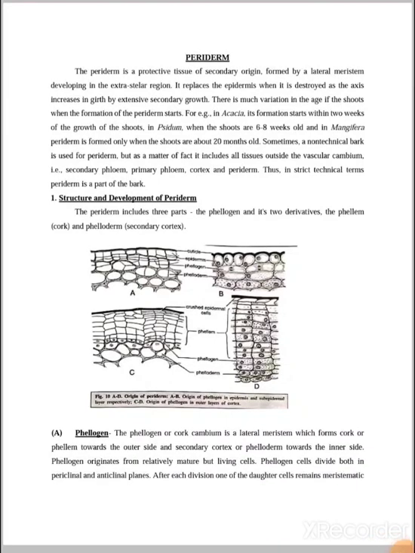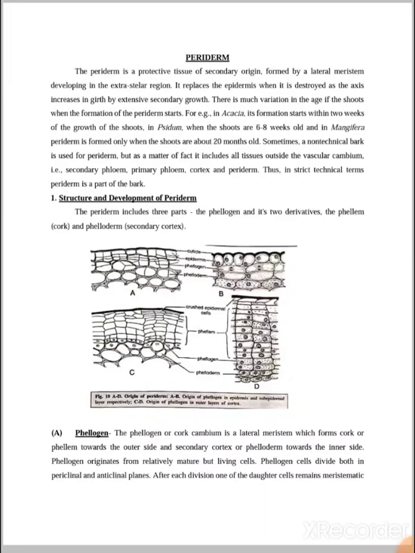Our next topic is from plant anatomy. We study a short topic, periderm. The periderm is a protective tissue of secondary origin which is formed by lateral meristem developing in the extrastellar region.